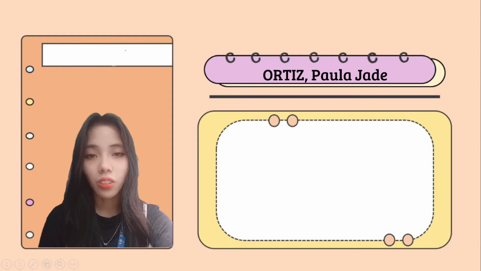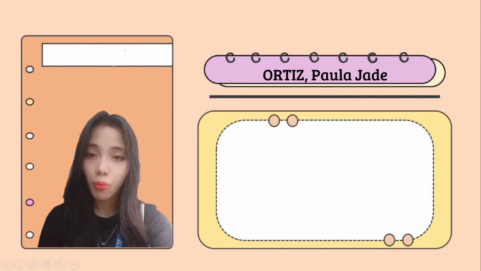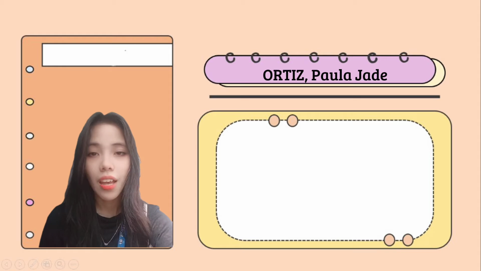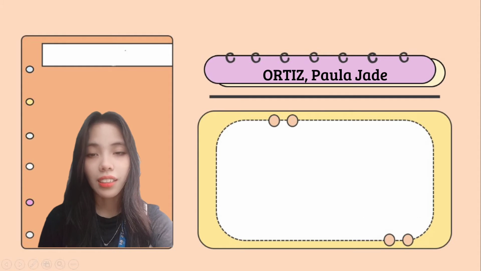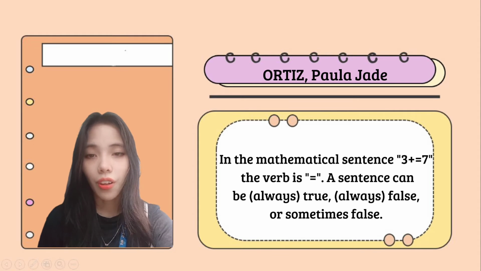The basic syntax for entering mathematical formulas or expressions in the system enables you to quickly enter expressions using 2D notation. On the other hand, a mathematical sentence is an analog of an English sentence. It is a correct arrangement of mathematical symbols that states a complete thought. Sentences have verbs. In the mathematical sentence 3 plus 4 equals 7, the verb of that mathematical sentence is the equals.